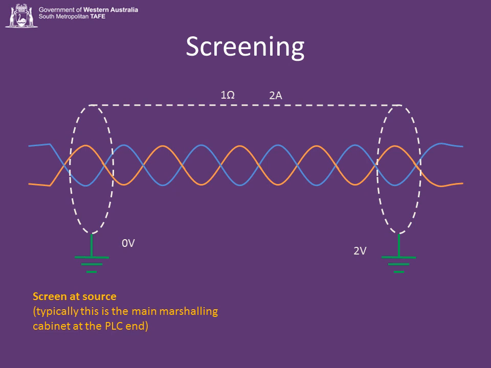It's only a small core. It probably is only capable of taking 2 amps, so we've probably saturated the screen at this point. Now, if a big nasty radio wave comes along, the screen doesn't stop it. It's already saturated. So the big nasty radio wave cuts straight through and ends up inside our signal wires. So for that reason, we only screen at one end.